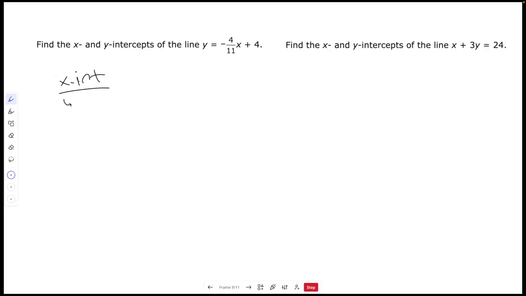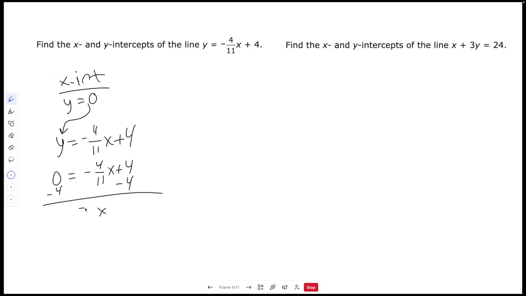For the x-intercept, we're going to change the y to 0. So here was our original problem. We're going to change the y to 0. So now it says 0 equals -4/11 x plus 4. We're going to subtract 4 on both sides. And we're going to get -4 equals -4/11 x.